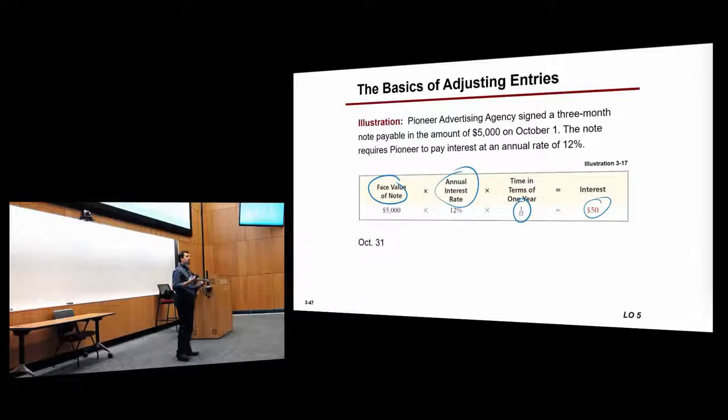You see, in this case, they signed that note in October. There's something that we will learn later on. The interest for notes payable is usually paid at maturity. In this case, it's 3 months, so the full interest amount for 3 months will be paid at the end of the 3 months. This is what we call maturity. So at maturity, it will be paid.